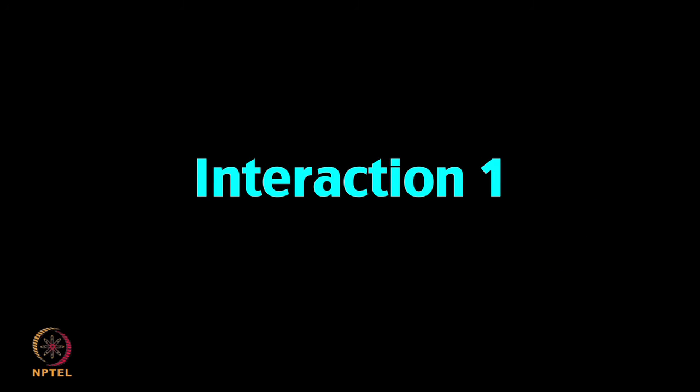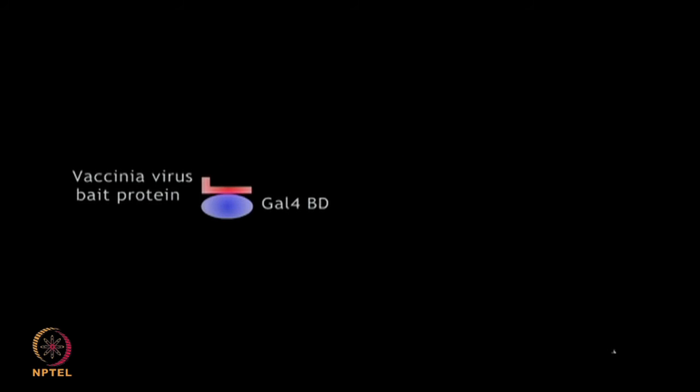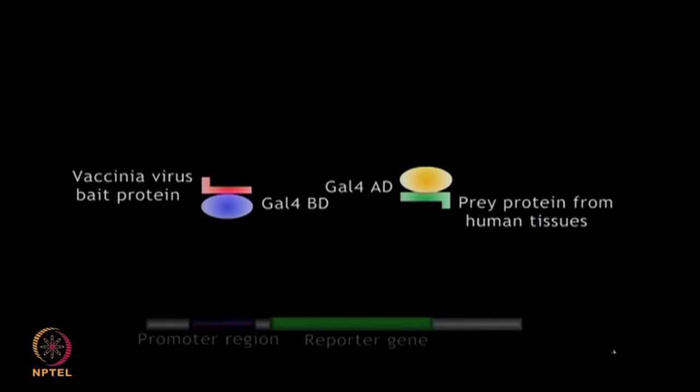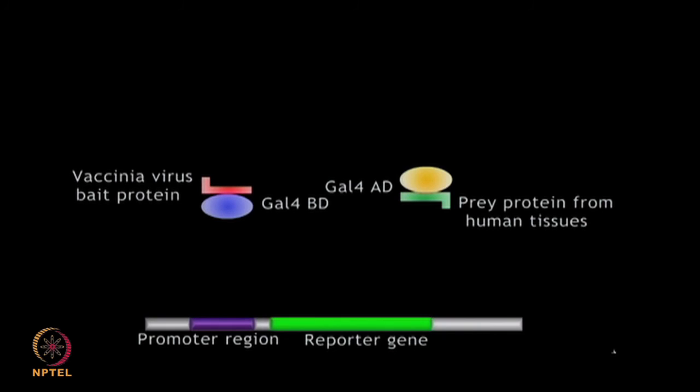Let me show you the yeast two-hybrid concept applied in one of the studies. The yeast two-hybrid screening approach was used by Zhang et al. in 2009 to study the protein-protein interactions between the vaccinia virus and human proteins. The virus bait proteins were fused with the C-terminus of the Gal4 binding domain, while the prey human proteins were fused with the Gal4 activation domain of the transcriptional activator. These interactions were further validated by other techniques, which provided a successful validation rate of 63%.